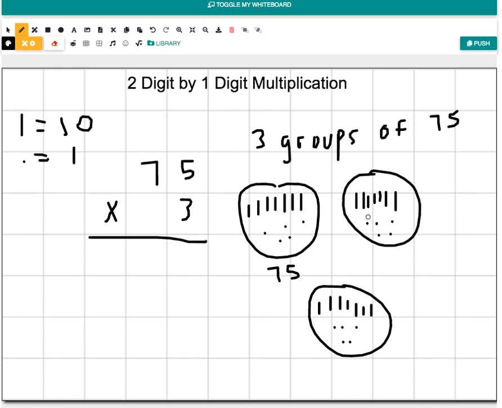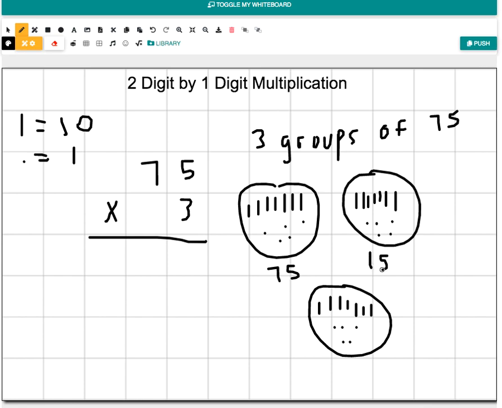So now we're going to count the next circle into 75. So we're going to count up from 75. So this is 10. So 85, 95, 105, 115, 125, 135, 145, and then these are ones, so 146, 147, 148, 149, 150.